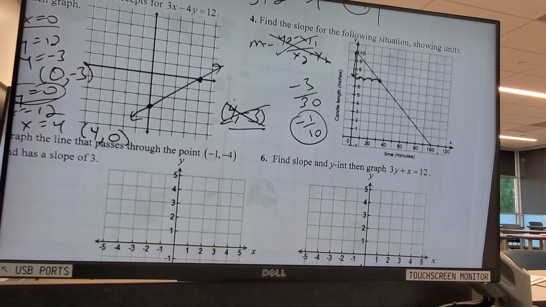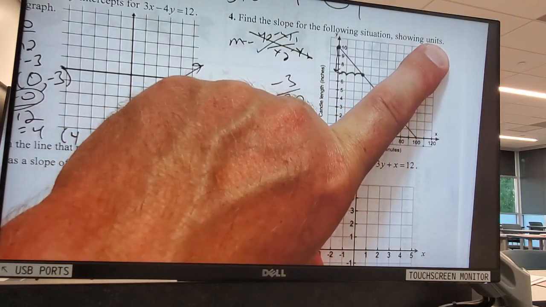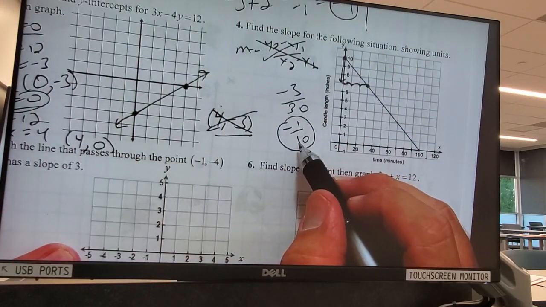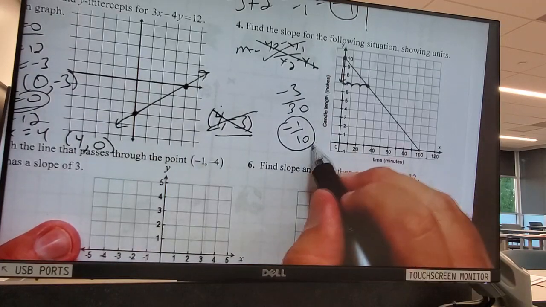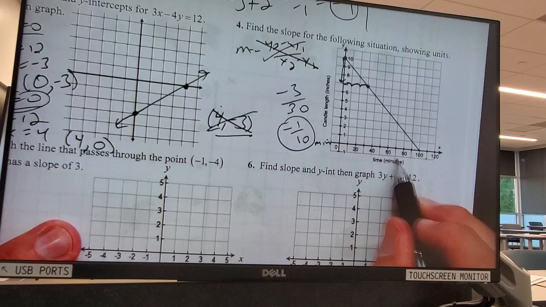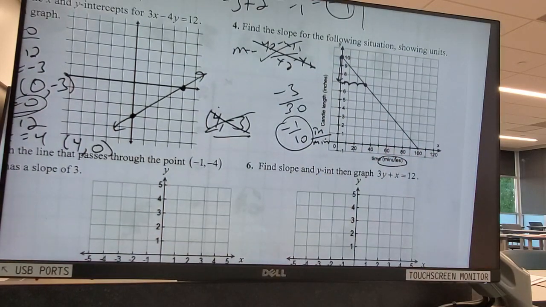Can you interpret that for me? What does -1/10 mean in the physical context of the problem? Because I want units, right? That's the numerical answer. What should the units be? Every 10 minutes. Okay, every 10 minutes, the candle burns down 1 inch. So it's -1/10 inches per minute. So in 10 minutes, how much of the candle will it burn down? 1 inch, because it's 1 inch per 10 minutes, right? So units on slope is really easy. Whatever the unit is on the y, whatever the unit is on the x, you just make a ratio out of them.